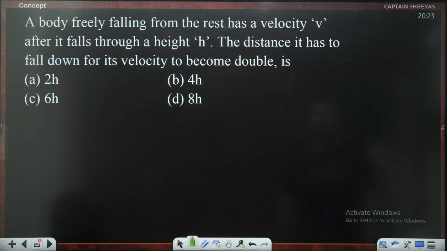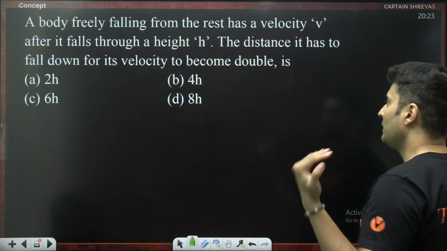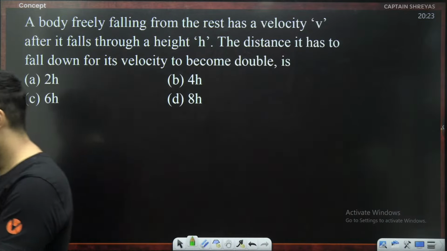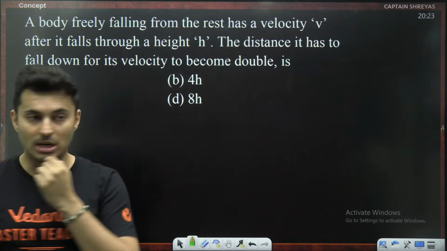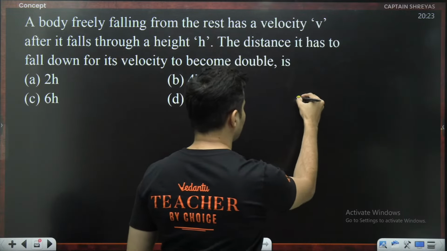A body falling from rest has some speed after height h. How much distance does it have to fall for its velocity to double? How much distance does it have to fall to double the speed? Interesting. Yep. Let's see.